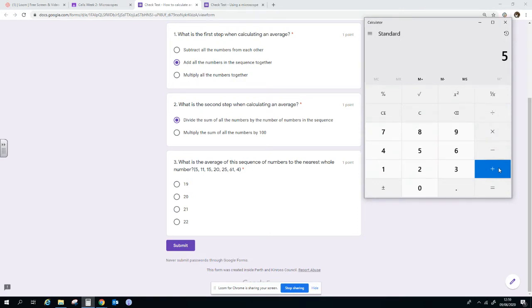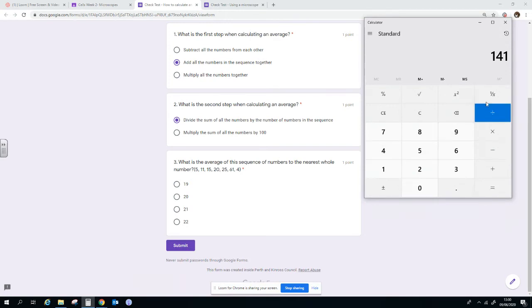So it's 5 plus 11 plus... the numbers have actually done it wrong. So 5 plus 11 plus 15 plus 20 plus 25 plus 61 plus 4, which should give us 141. So 141 is the sum.